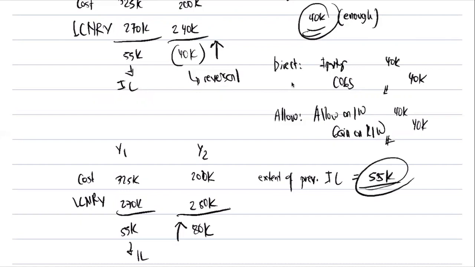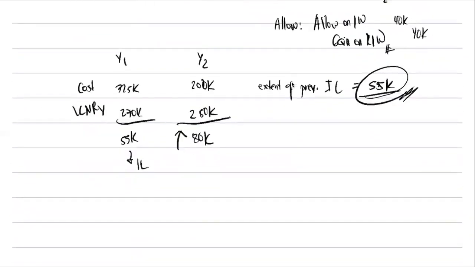So we can only recognize a reversal of 55,000. So how do we record it? You just debit inventory and credit COGS 55,000 for the direct method. For the allowance method, you debit allowance on inventory write-down 55,000 and credit gain on reversal of inventory write-down 55,000. Okay, so I hope we're clear with this one.